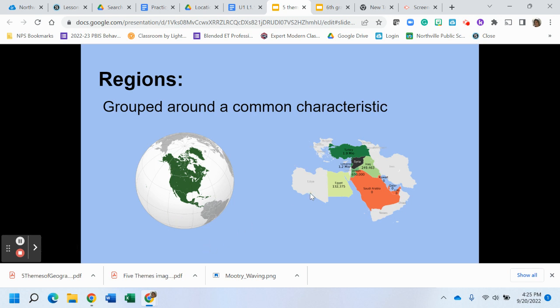They could also be grouped by things like culture. And this is an example here on this side of the Middle East. And although the Middle East does not have like a formal border, they do share a lot of cultural characteristics like language and religion. So you can write Middle East as the example by cultural similarities.